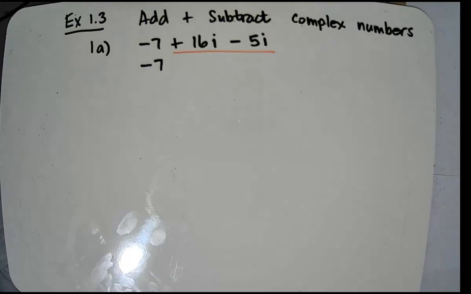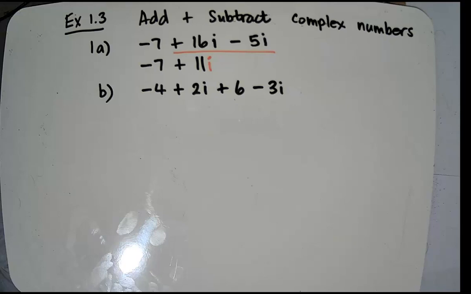So, what's underlined in orange? Those are the like imaginary terms. So, plus 16 minus 5 will give me 11i. So, our final answer is minus 7 plus 11i. Do attempt the next example first. Pause the video.